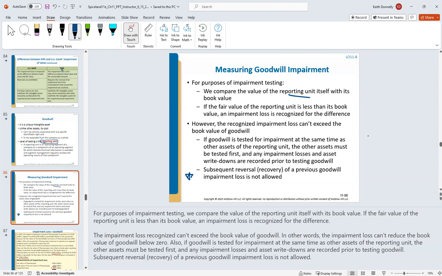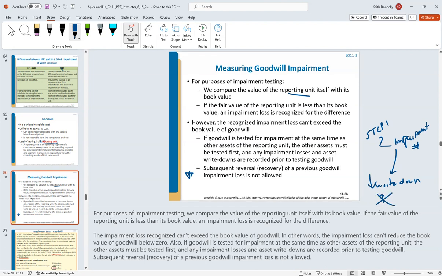If you do test for impairment for goodwill, there's step 1, and you're like, okay, we do have impairment on this, and it gives us the number. It's just one step for goodwill. If we then write it down for the impairment, we are not allowed to write it back up. Subsequent reversal of previous goodwill impairment loss is not allowed.